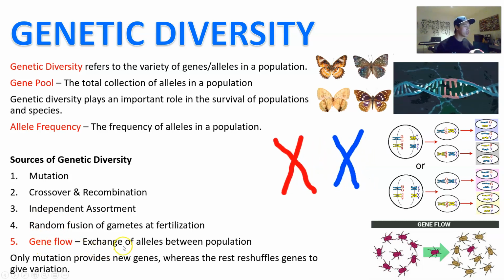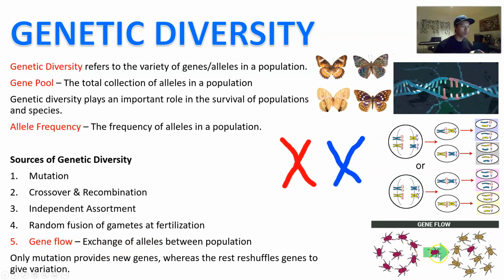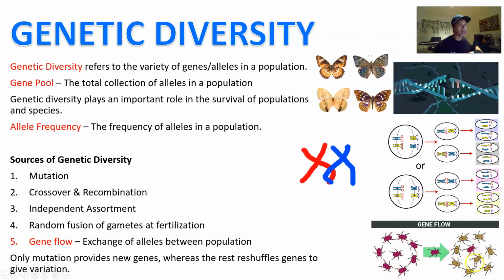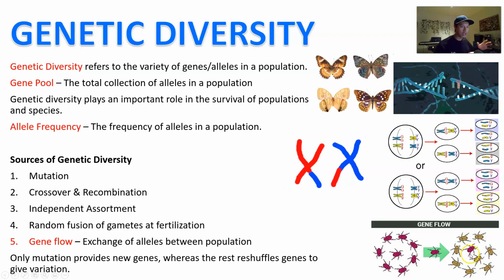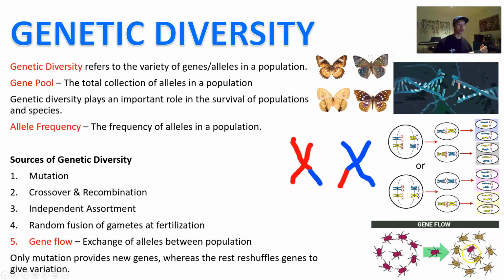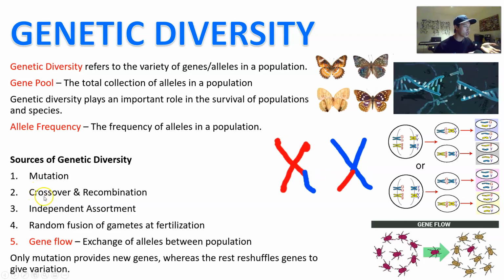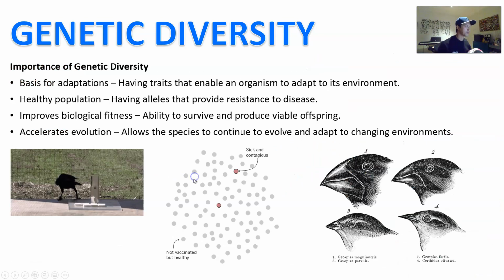You get an exchange of alleles between populations. When an individual moves or migrates between populations, they will then introduce their genetics into that. So let's say you have a population of maroon or purple beetles moving into one with brown beetles, same species, slightly different alleles, and that will introduce that particular allele to that new population. Now, it's worth noting that of the 5 different ones, the only one that actually produces completely new genes is mutation, whereas the rest of them just reshuffle the genes.